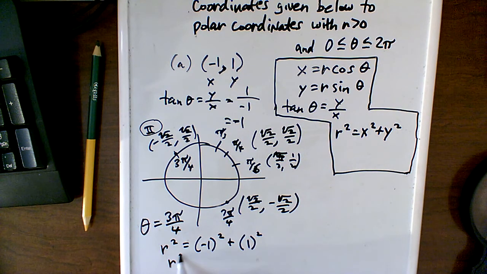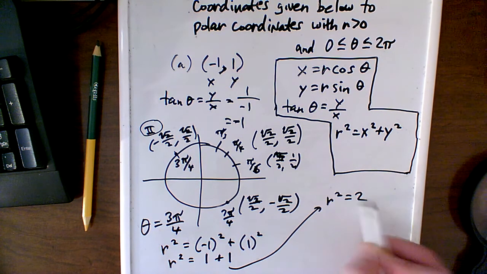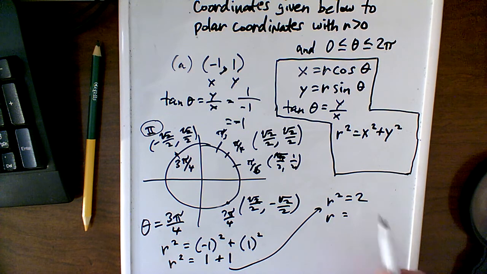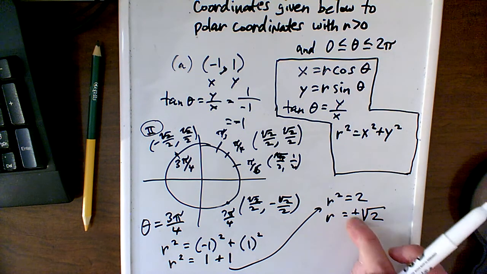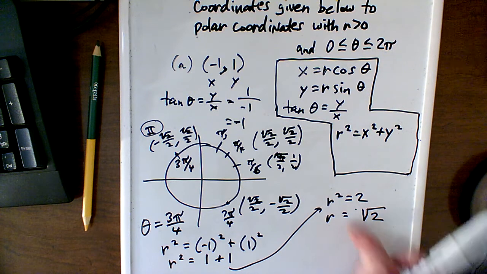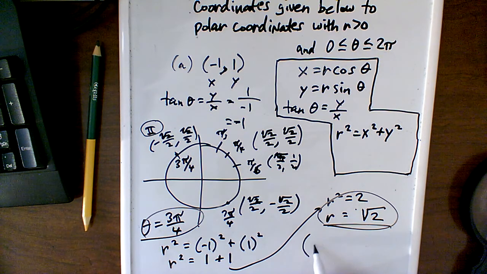So I have r squared equal to -1 squared is 1, plus 1 squared is 1. So I have r squared. Now I'm going to come back up here. R squared equals 2, so r is equal to plus or minus square root 2. Now remember back in the problem it says r needs to be greater than 0. So we don't use the negative one and we just use the positive square root 2. So that's our r, that's our theta. So when we write the coordinates, it's square root 2, 3 pi over 4.